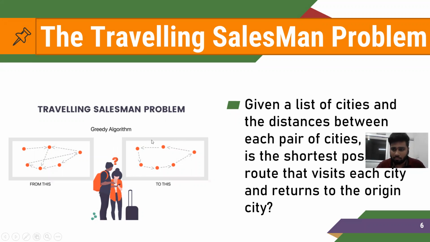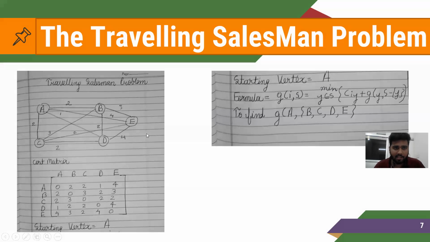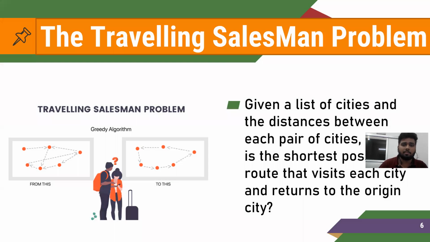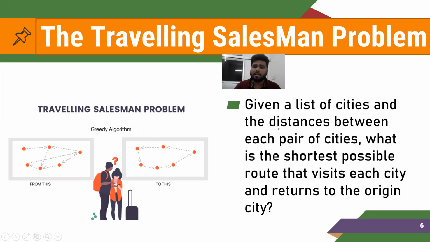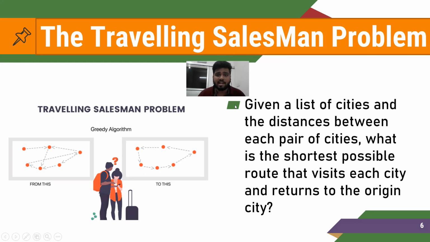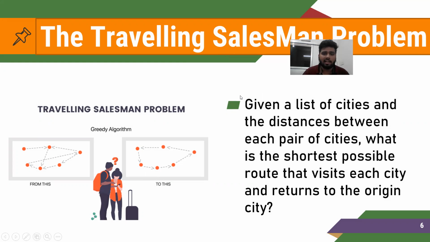It's one of the most famous applications of dynamic programming, which is the traveling salesman problem. So I'm going to read the problem statement. Given a list of cities and the distance between each pair of cities, what is the shortest possible route that visits each city and returns to the origin city? So this is the problem statement. Now I'm going to explain.